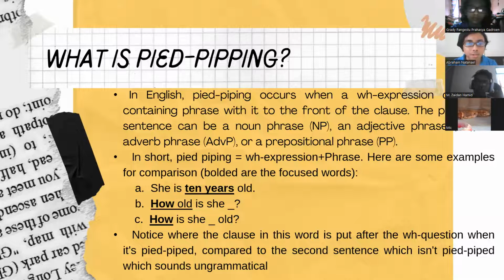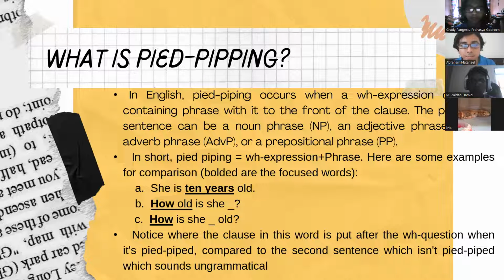But before we get into the nitty-gritty of it, let's talk about the general idea. What is pipe-piping? In English, pipe-piping occurs when a WH expression, like what, which, who, that starts with a W and H, drags its containing phrase with it to the front of the clause. In other words, a WH expression that has a phrase attached right next to it drags it along with the WH expression to in front of the clause.